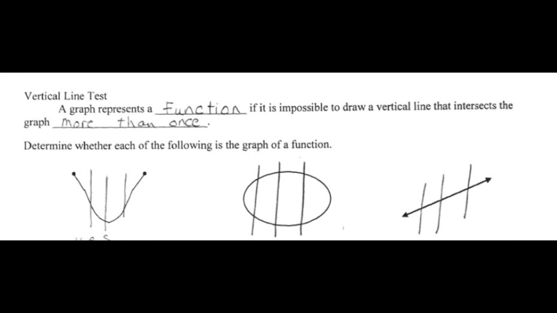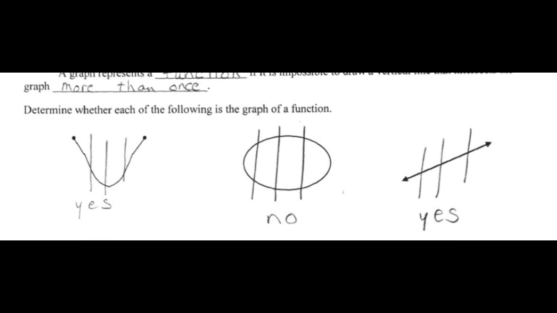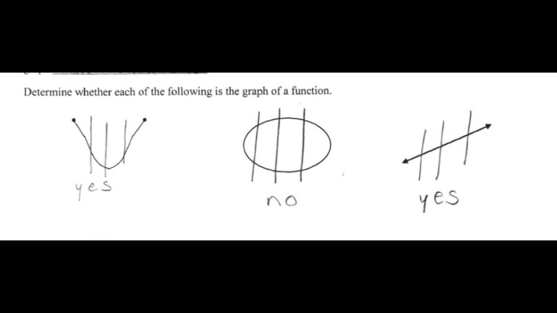Vertical line test. A graph represents a function if it is impossible to draw a vertical line that intersects the graph more than once. So let's look at these graphs. Can you think of a way to draw a vertical line? I've drawn several in there that will intersect the graph more than once. Our first graph, is that a function? Yes, it's a function. It passes the vertical line test. Every single vertical line that you can draw on this graph will pass the graph only once.